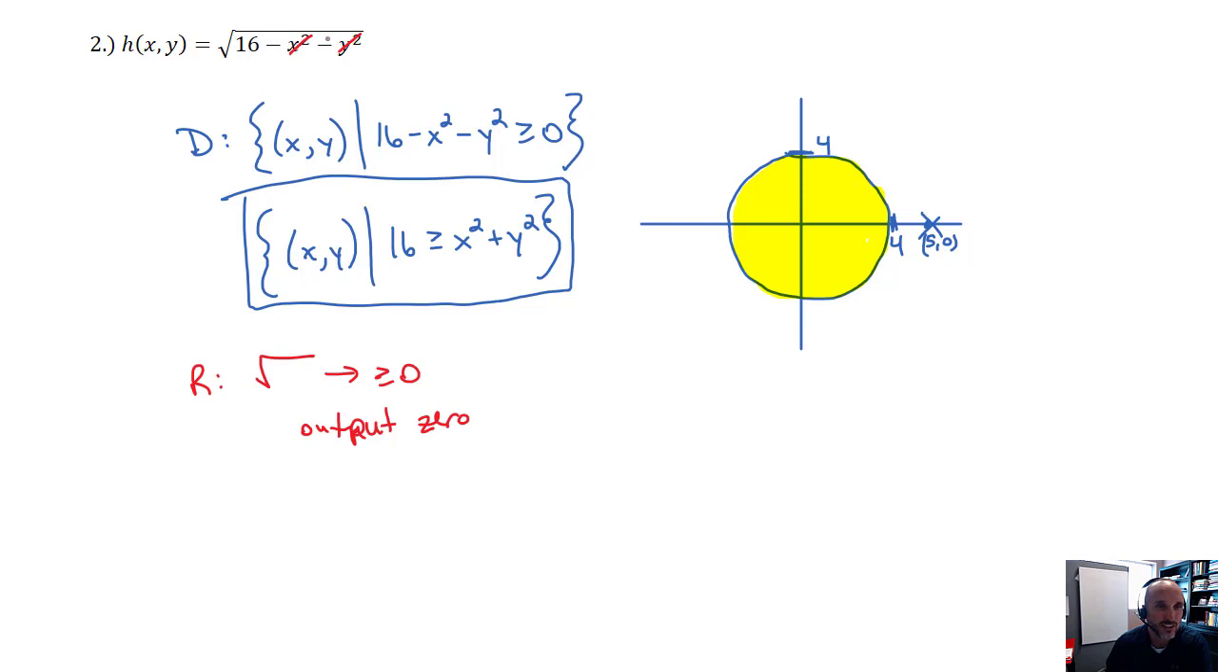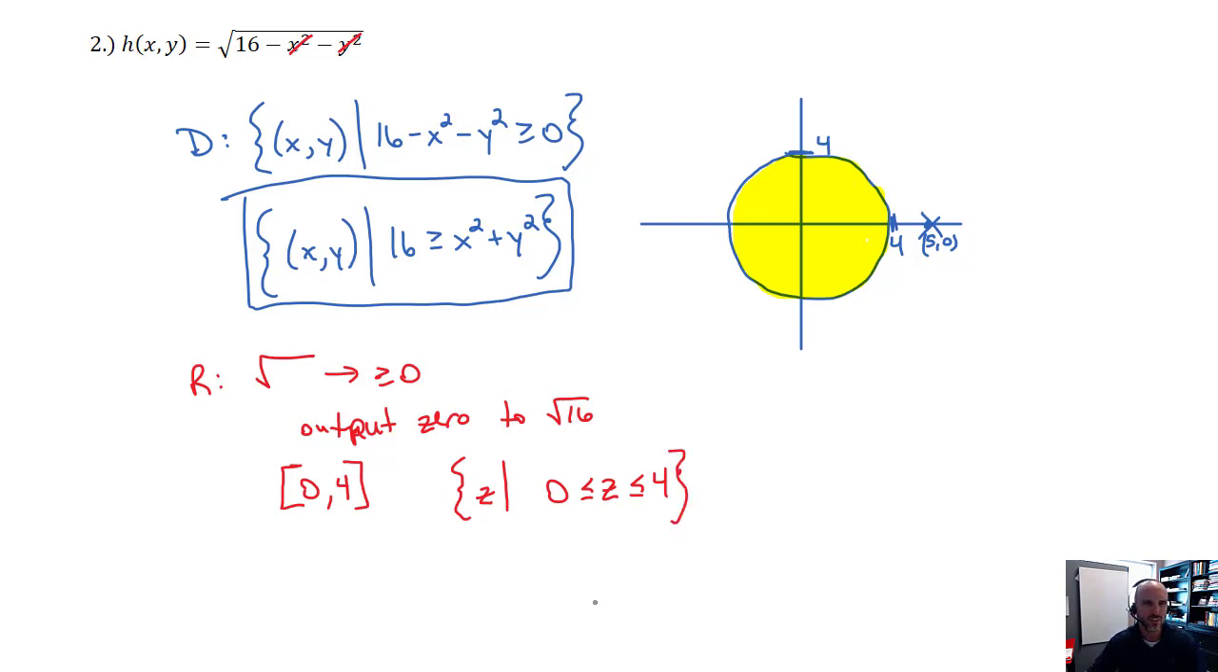So if I plug in 0 for x and 0 for y, I'm going to get the square root of 16. If I plug in anything bigger than 0 for either of these, I'm going to be taking 16 minus something, and I'm going to get something smaller than the square root of 16. So I know I can output 0 all the way to the square root of 16. So our range is 0 to 4, including both of them, because I can output 0 and I can output 4. That's in interval notation, or I could say the set of all z such that z is greater than or equal to 0 and less than or equal to 4.